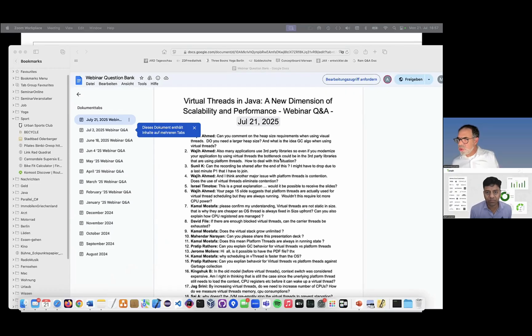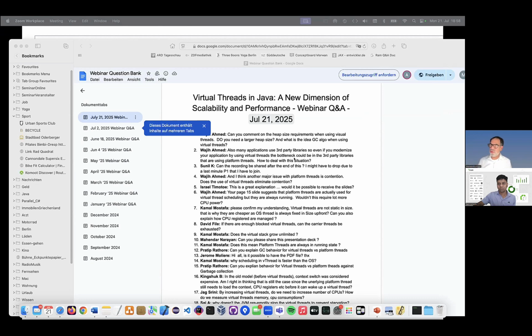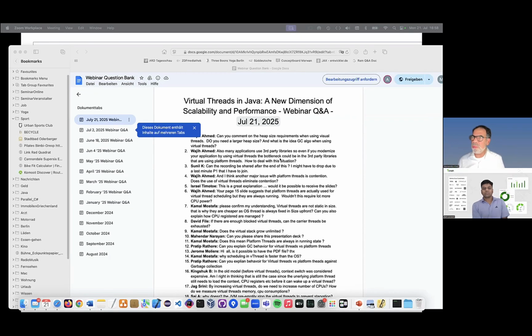Also, many applications use third-party libraries. So even if you modernize by virtual threads, the bottleneck could be in third-party libraries. So what's the answer here? First, many third-party libraries offer virtual thread use by a switch. For example, Spring, for example, Quarkus. There you have a switch. You switch over to virtual threads, and they use virtual threads. Fine. Then many third-party libraries just are thread safe, and they are run within threads. For them, it's a no-brainer. They just run in your virtual threads, but you should make sure they have no problems related to that. For example, early versions of virtual threads couldn't handle synchronized blocks that great, but that was fixed.